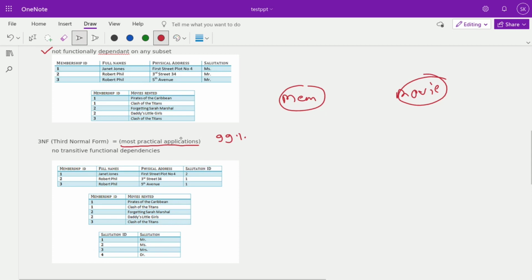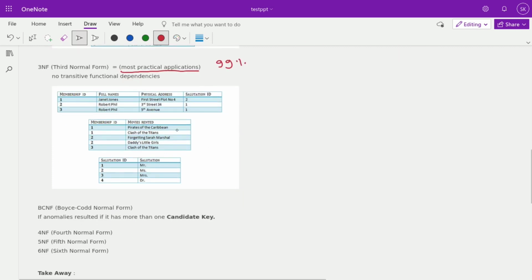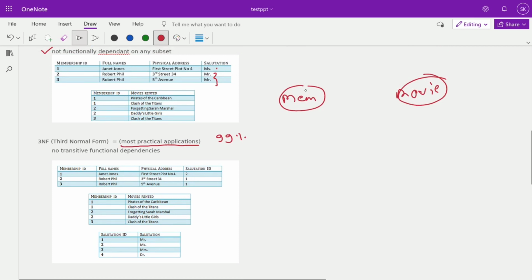Transitive dependency means, if you check here, Mr. and Mrs. are the salutation, and here also there is duplicate data. Mr. appears in two rows and Mrs. in one row. So here also we can remove the transitive dependency. What we did is create one table for the salutation. Earlier the member had the salutation, but that was duplicate data. So out of member we created the salutation table and put the salutations in it. This is linked with the member, like member has movie and member has salutation. So we built 3 entities.